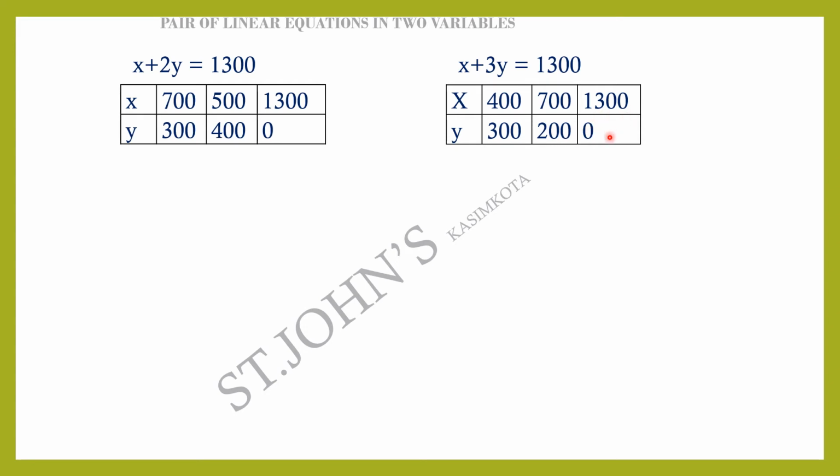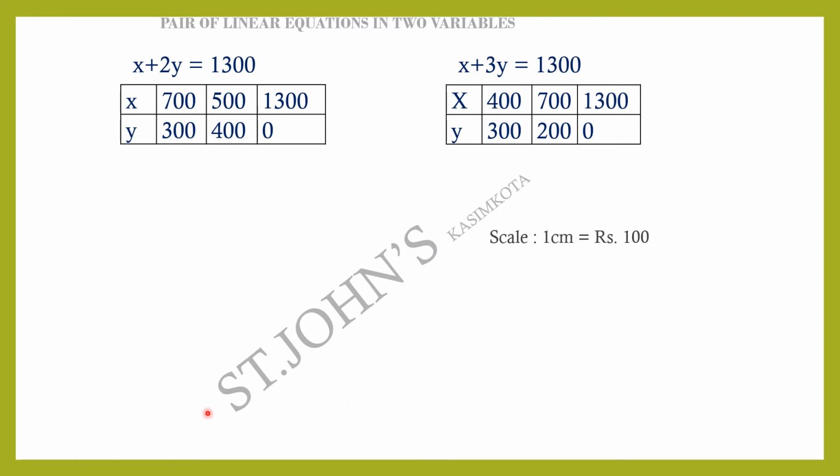Now we are going to the graphical part, how to draw the graph. Draw the x-axis and y-axis. After that, mark points. 1 unit equals 100 rupees, or you can take any scale at your wish. Okay, draw the graph part. Here the scale is 1 centimeter equals 100 rupees.